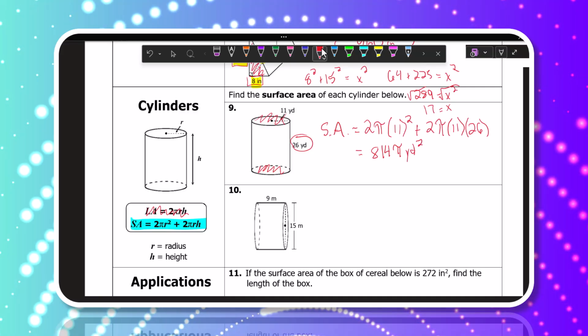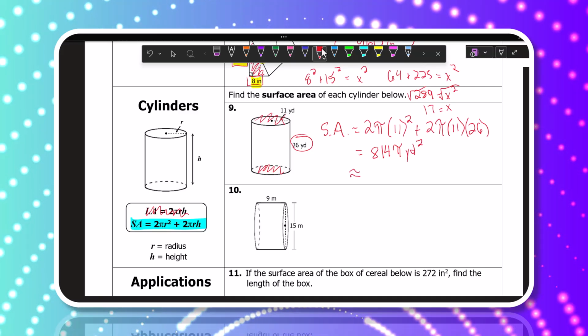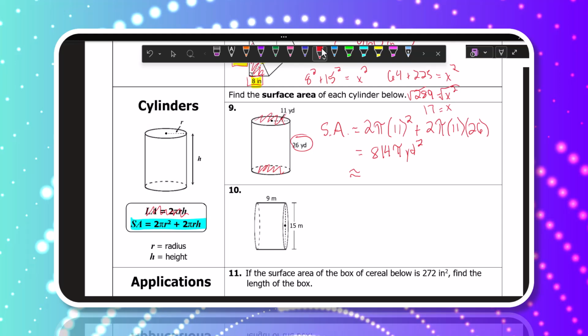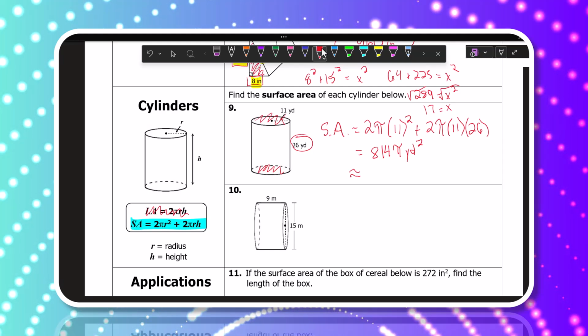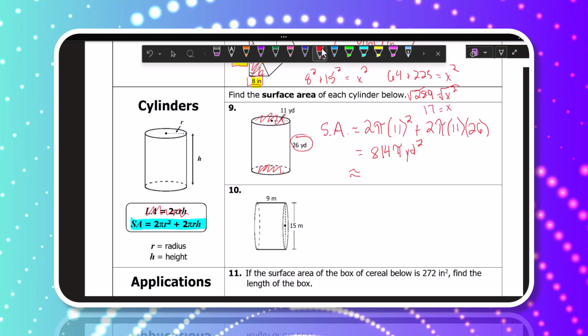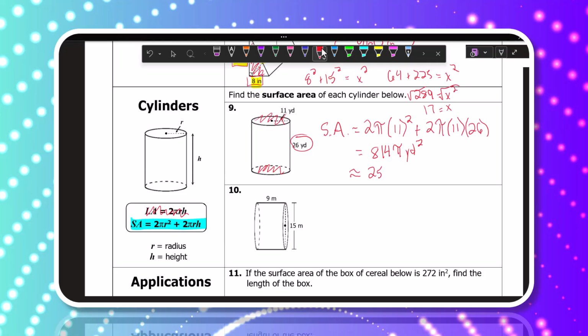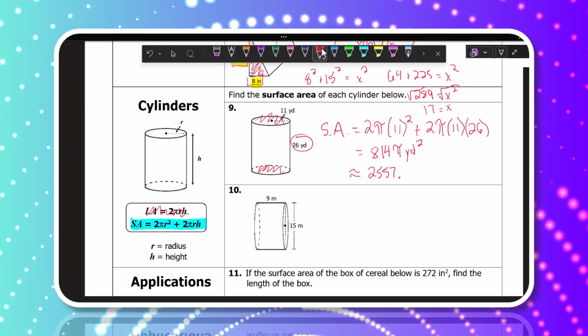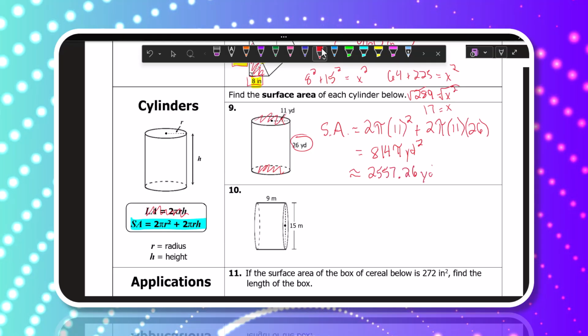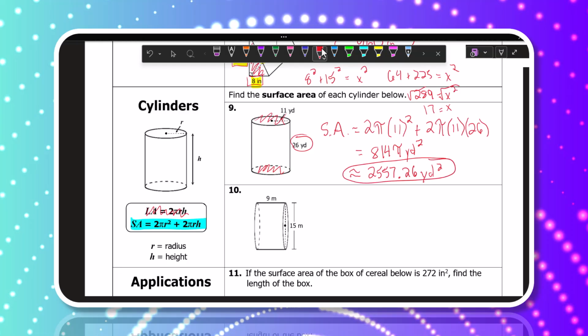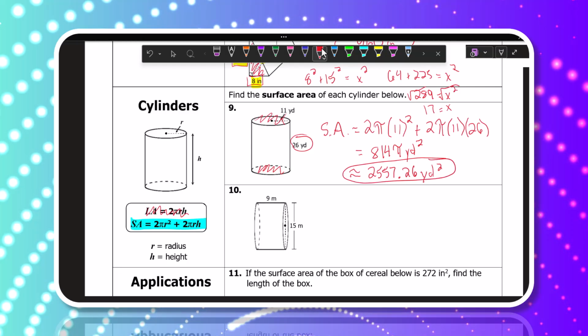Now if we want a decimal approximation, which is what we're going to want, we do 814 times pi, and we get 2557.26 yards squared, approximately. Again, we had to round, so it's not exact.